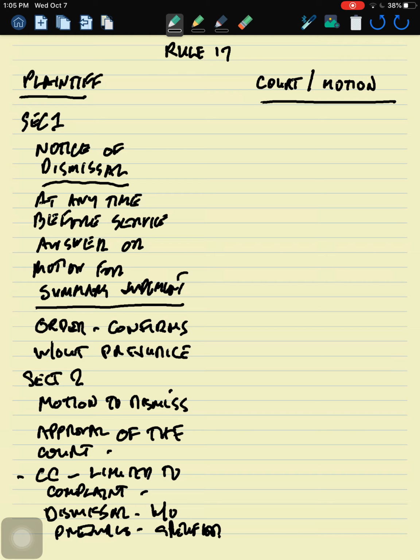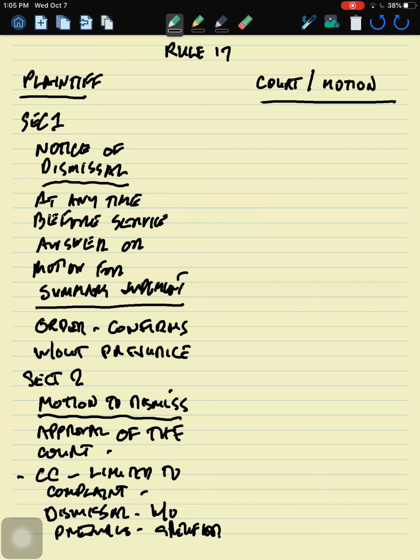If the situation now is the plaintiff would still like to dismiss his complaint, but there is already an answer or a motion for summary judgment, can he still have his complaint dismissed? The answer is yes, but he will now, instead of filing a notice of dismissal, be required to file a motion to dismiss. Which motion to dismiss should now bear the approval of the court?